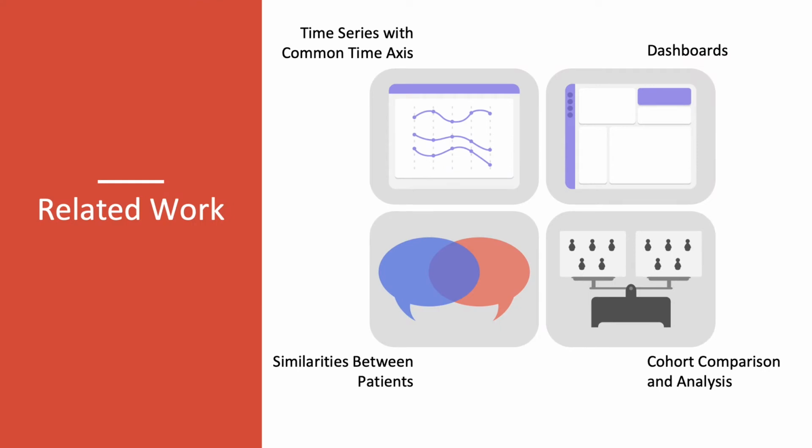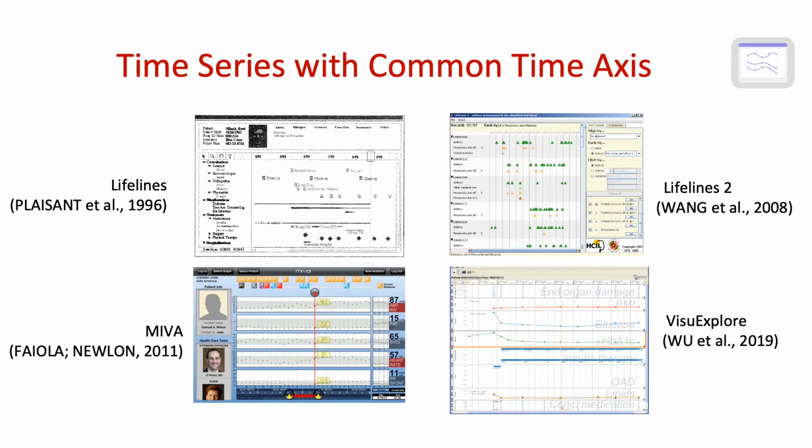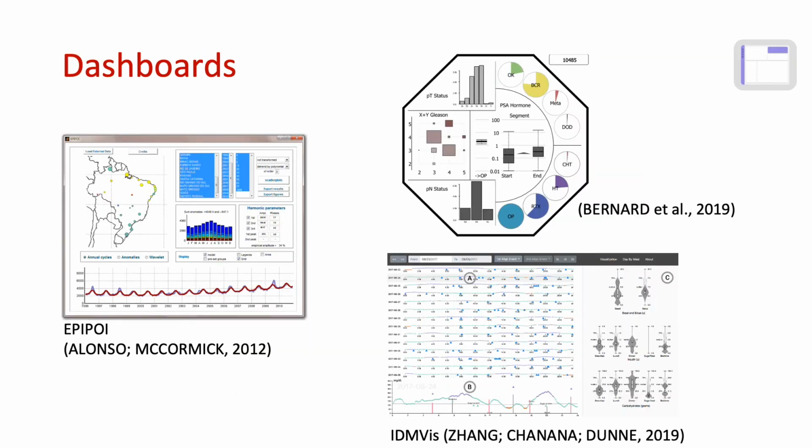Related work can be divided into 4 categories: systems that display patient data as a time series with a common time axis, systems that are based on dashboards, those that aim at displaying similarities between patients, and finally, systems that allow comparing and analyzing cohorts of patients. Starting from Lifelines in 1996, we can find systems that typically show a timeline with data regarding patients, mostly one patient at a time. However, they usually do not provide an overview of patient information beyond the data shown in the timeline.